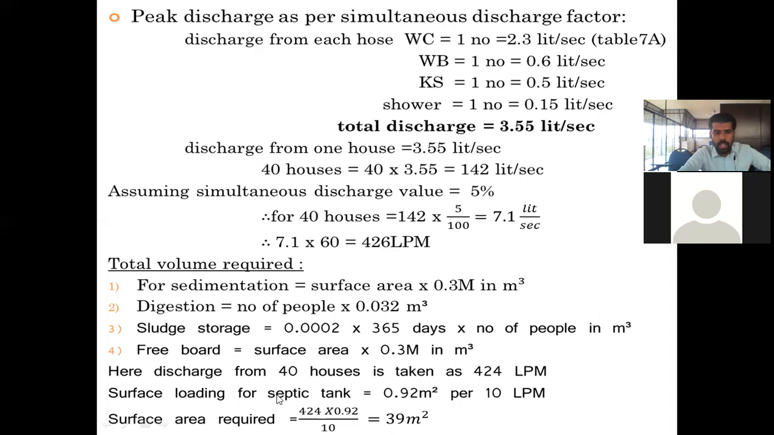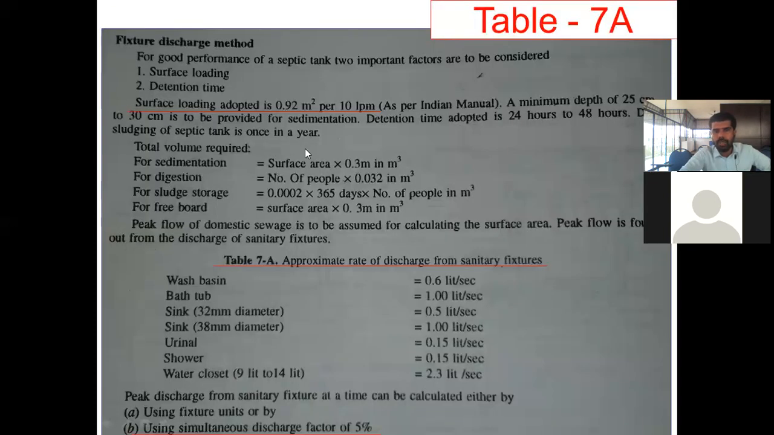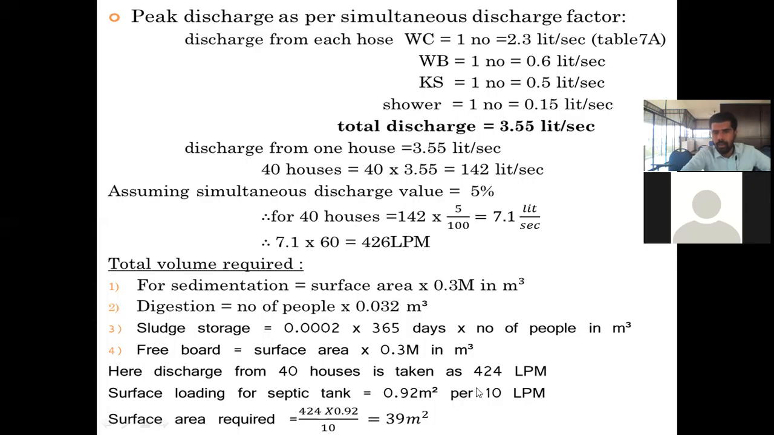The surface loading for septic tank is 0.92 meter square per 10 liter per minute. That you know. So here, this is the surface loading, 0.92 meter square for 10 liter per minute. We have 424 liter per minute. So surface area required will be how much? 424. The previous step itself we are doing here also for finding out the surface area or surface loading.